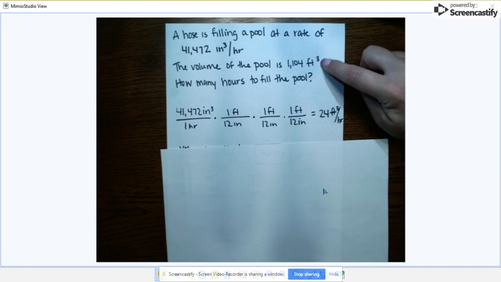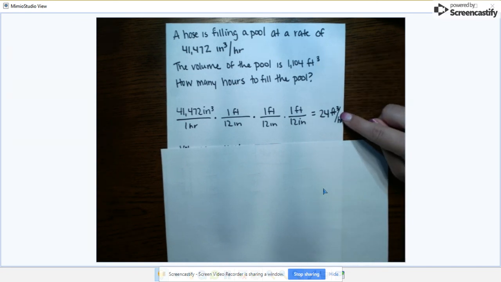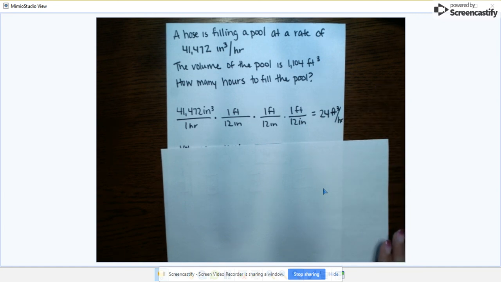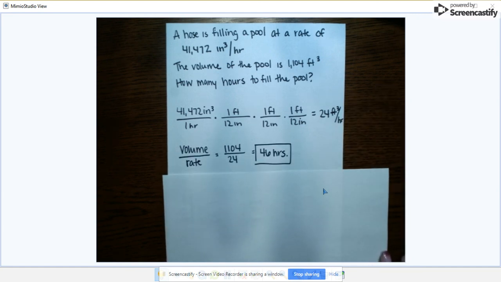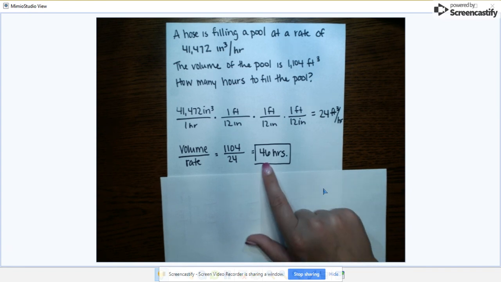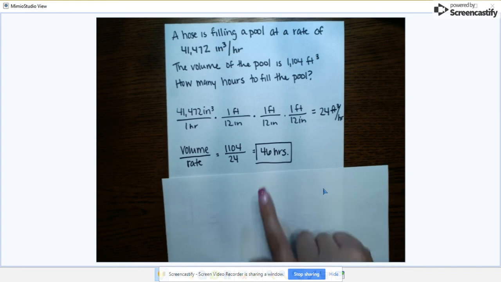Okay, so now we know this is the volume of our pool. This is how fast it's being filled. In order to figure out how many hours we need to fill it, we're going to take our volume divided by our rate and get that it will take 46 hours to fill the pool.